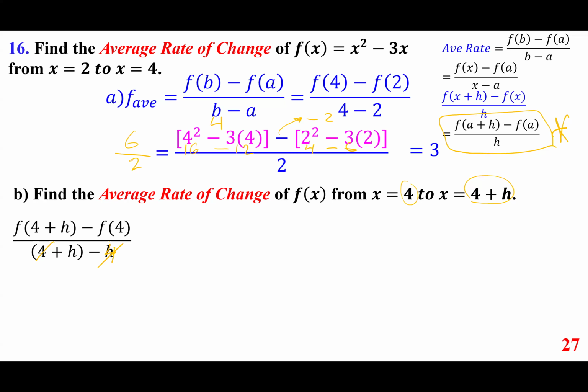Let's look at the numerator, which means we are going to plug 4 plus h into this function. We get 4 plus h squared minus 3 times 4 plus h. And then we plug in 4. If you want, you can even use f of 4 here, which we had come up with 4. Either way is fine, or just write 4 squared minus 3 times 4. Either way is fine. So this is a plus b squared, which is a squared plus 2ab. Let me just remind you.